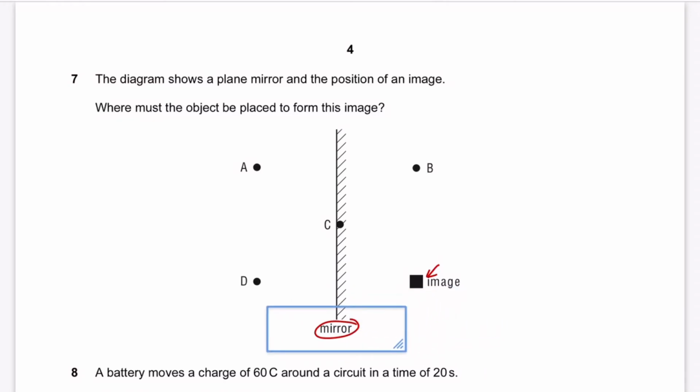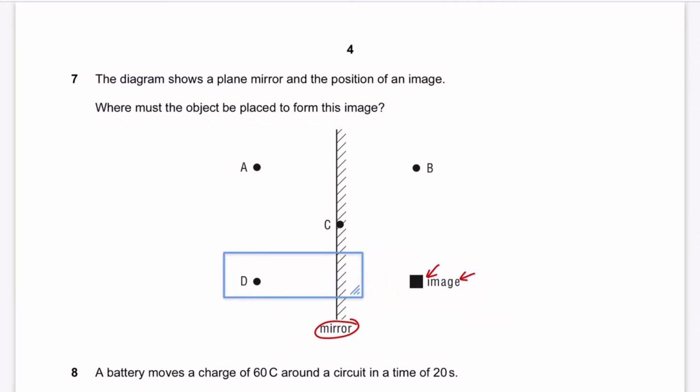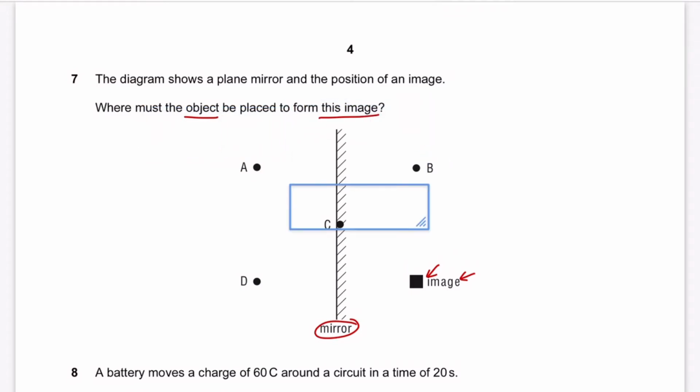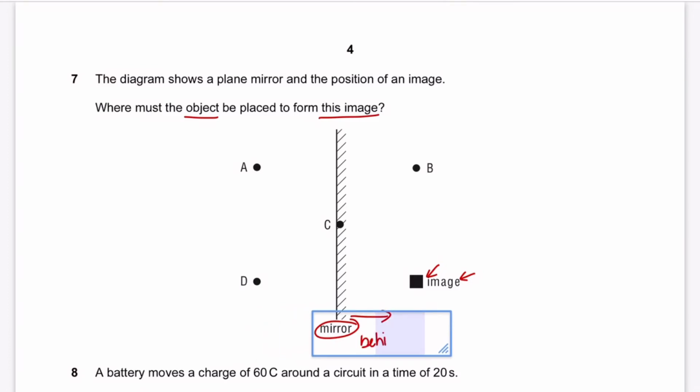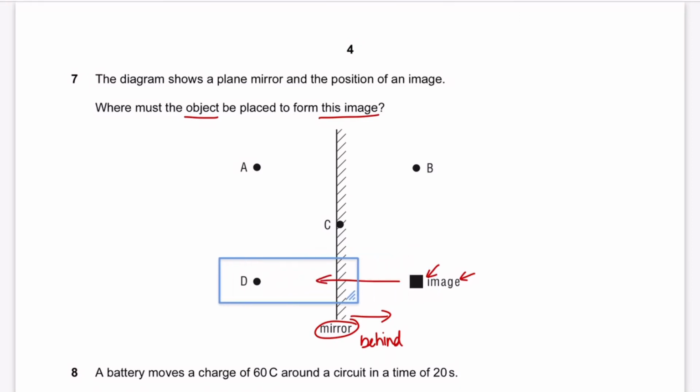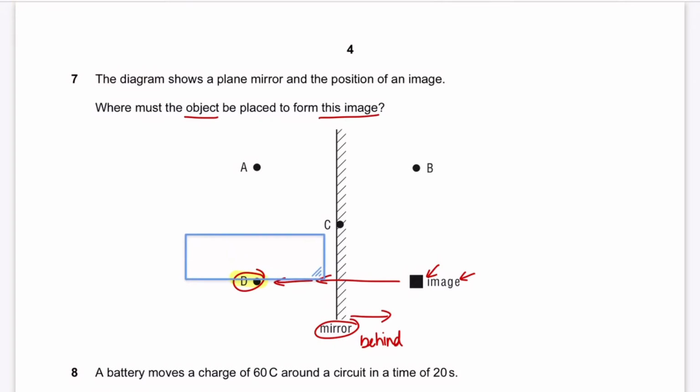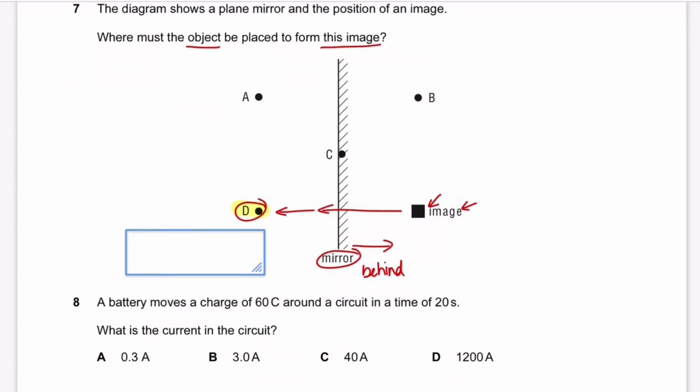So, from what I can tell from this diagram, you must detect where the object is in order to get this image, which is behind the mirror. The mirror is here, behind the mirror is here. So the object must be standing right in front or directly in front of the mirror, which is option D. As you are standing in front of the mirror, you'll be able to see the image of yourself behind the mirror. That's one example. Alright, next.